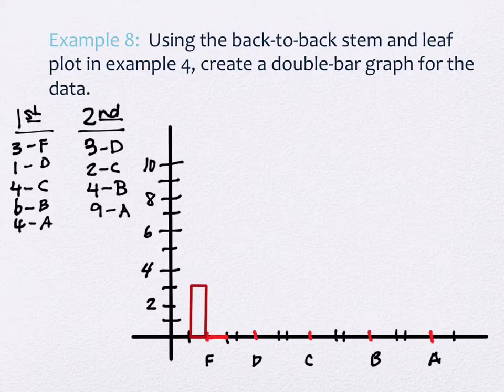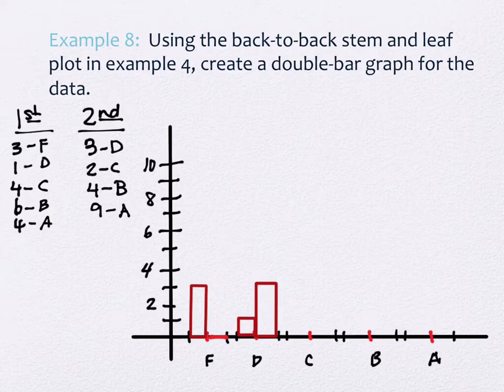D's on the first test, there's only 1. So I need a bar of height 1. But on the second test, there were 3. So right next to it, touching it, because they're both representing the D's, I need a bar of height 3. And again, they should look approximately evenly widthed. Mine are a little bit off. So I have a 1 and a 3.